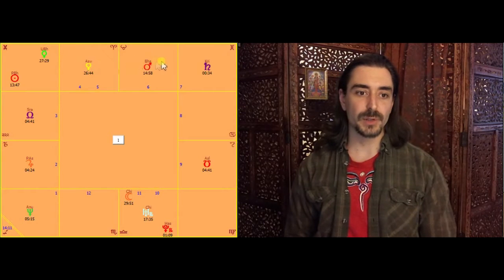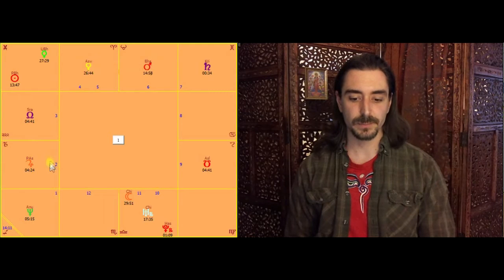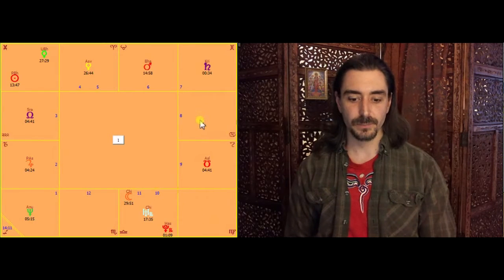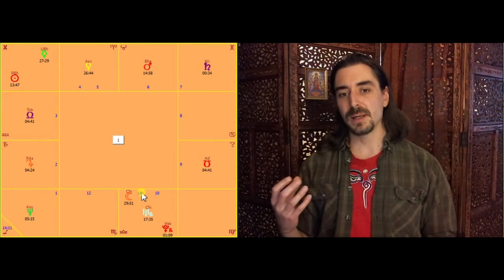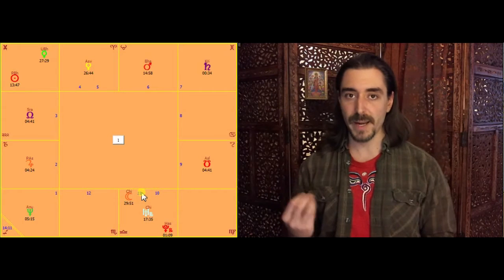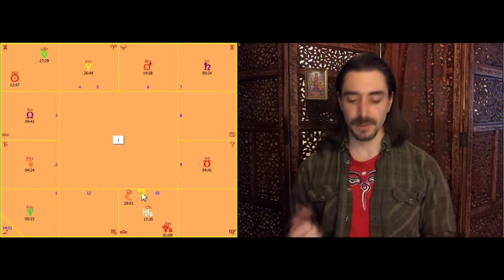The Moon is exalted in Taurus. Mars is exalted in Capricorn. Mercury is exalted in Virgo. Jupiter is exalted in Cancer. Venus is exalted in Pisces. Saturn is exalted in Libra. So when we have these planets in these signs, they're going to have an excessive amount of power. Whether it's good or bad depends on your ascendant, on the planets they're with, and on the planets that are influencing them.